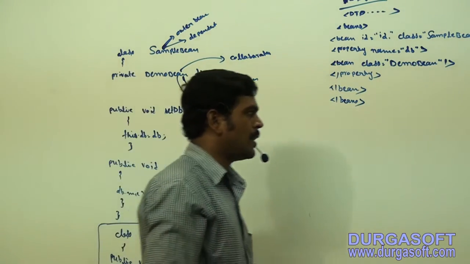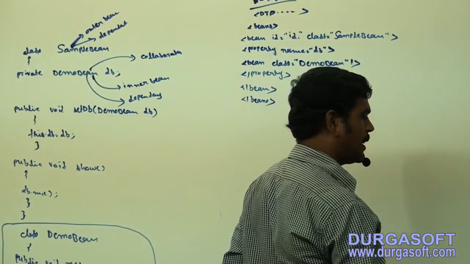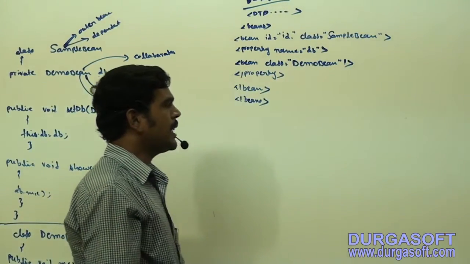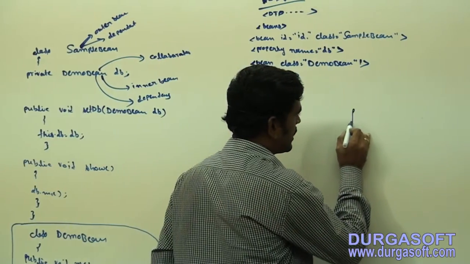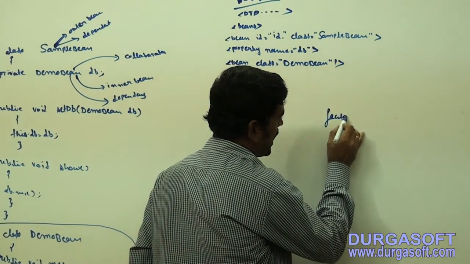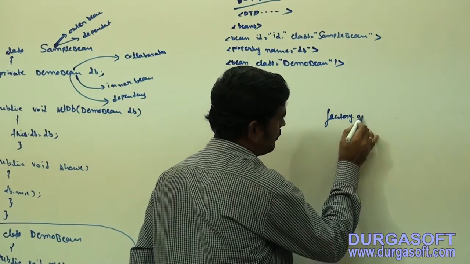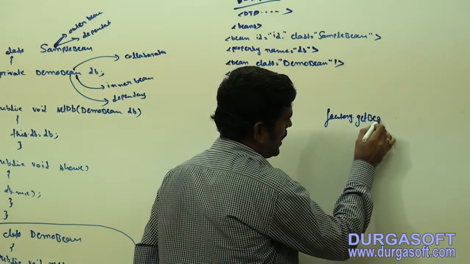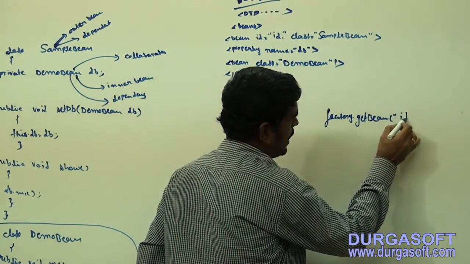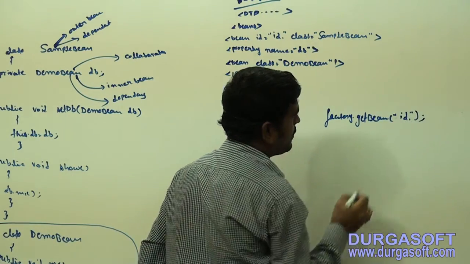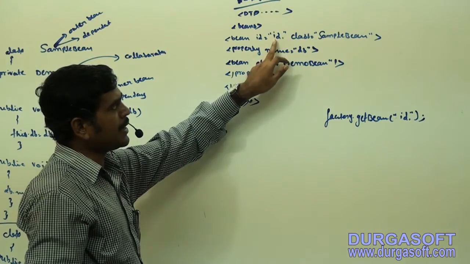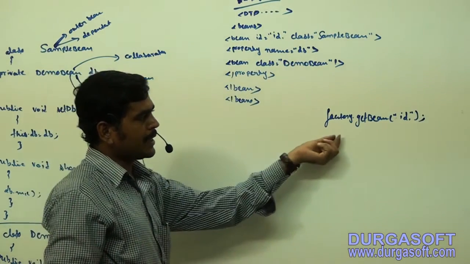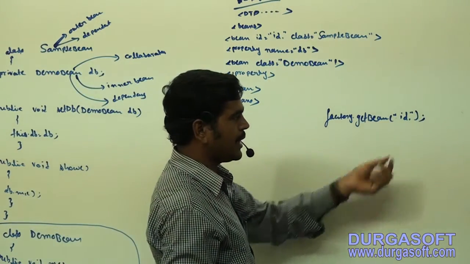See, for example, in my client application, I am going to make the request like this: factory dot getBean of id1. Id1 is what? Outer bean. Okay, outer bean id is what? Id1. So now factory dot getBean of id1, I am making the request.